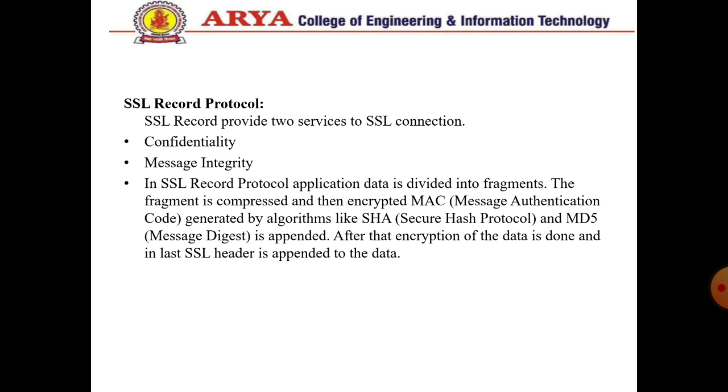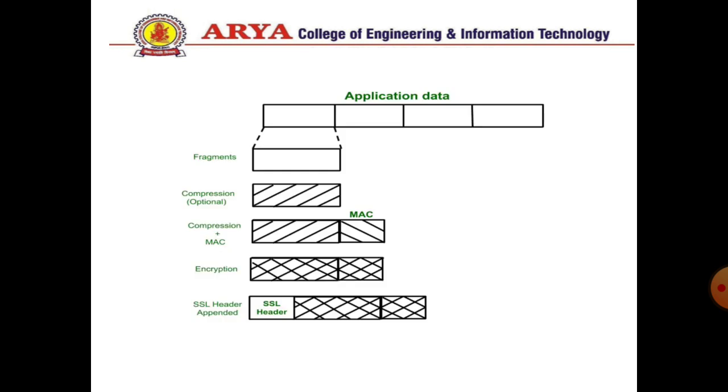Now the first one is the SSL record protocol. This record protocol provides two services to the SSL connection. The first service is confidentiality and the second service is message integrity. We will see how these two services are provided using the diagram.